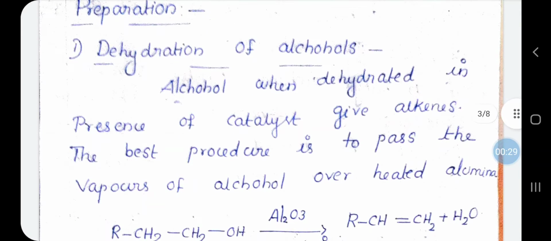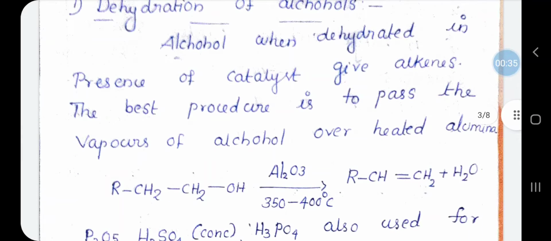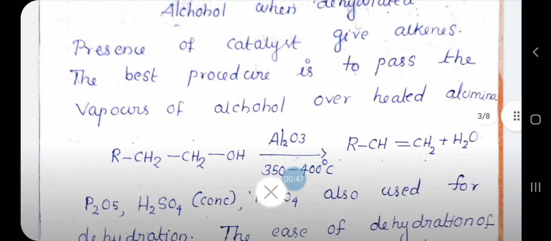Coming to the preparations, the first one is from dehydration of alcohols. Here an alcohol, when treated with aluminum oxide at a higher temperature, that is 350 to 400 degrees Celsius, loses a water molecule and the corresponding product will be an alkene. So here OH from this CH2OH and hydrogen from the adjacent CH2 group will be removed and a double bond will be formed between these carbon atoms. So it will be the corresponding alkene.